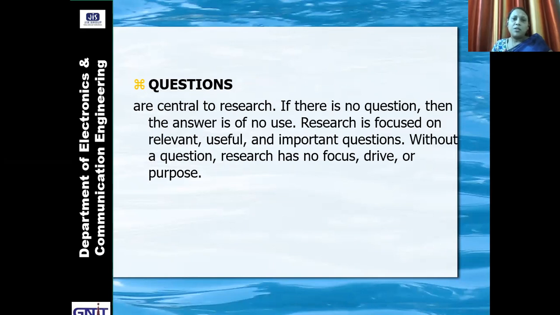Now questions. Questions are the central, the core of the research. What is my problem statement? Question means problem statement. If there is no problem statement, then there is no answer, and that is of no use. That is not called research. So research is focused on a relevant, useful, and important problem statement that has not been done in that way by previous researchers. Without a problem statement, researchers have no focus, drive, or purpose.